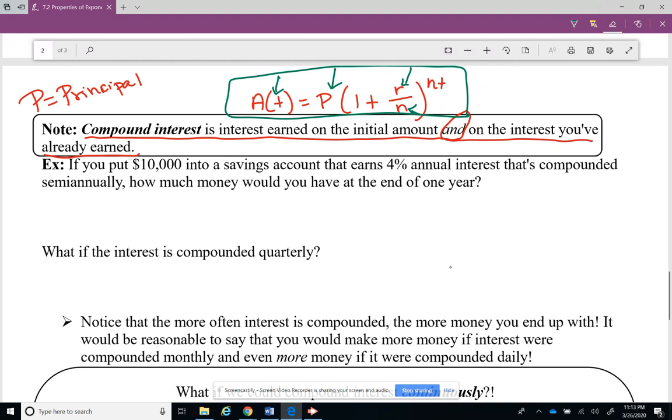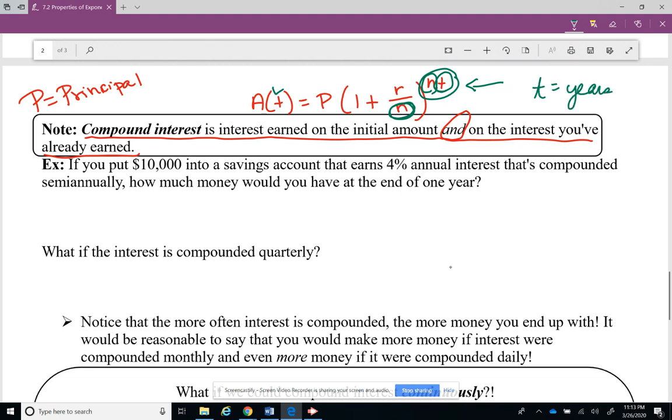And then you're going to use that N again on the outside with your exponent. That's an exponent. You're going to take however many times they compound your interest in a year, times how many years. Are you looking at 1 year down the road? Are you looking at 5 years down the road? Are you looking at 6 years down the road? So T is always going to be the years. N is going to be the number of times each year, or per year.